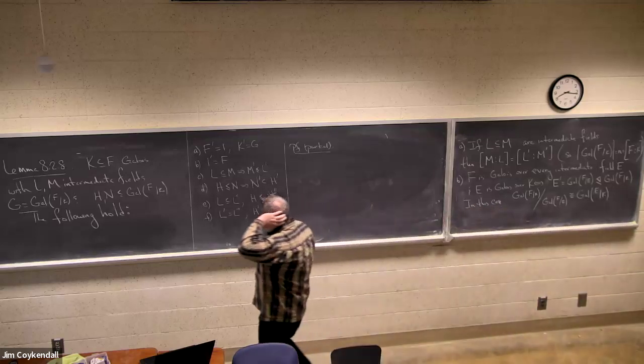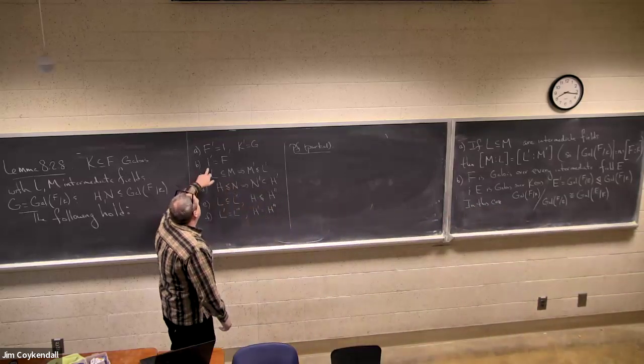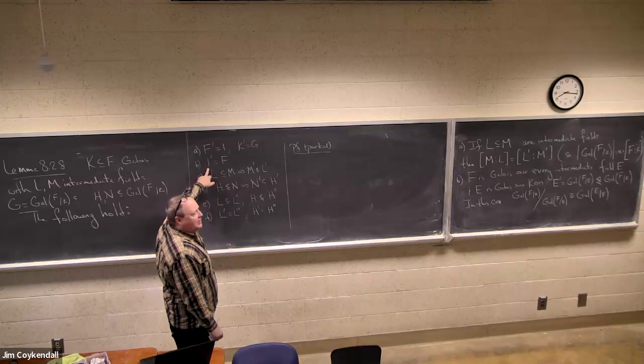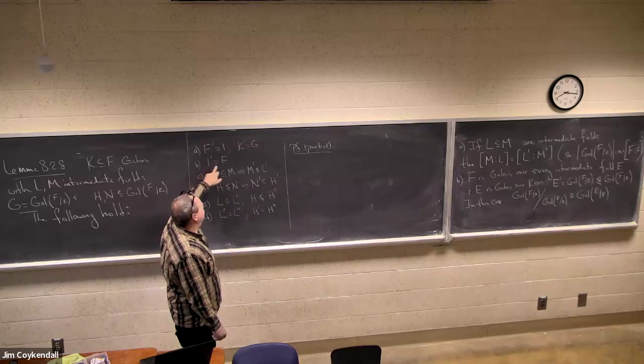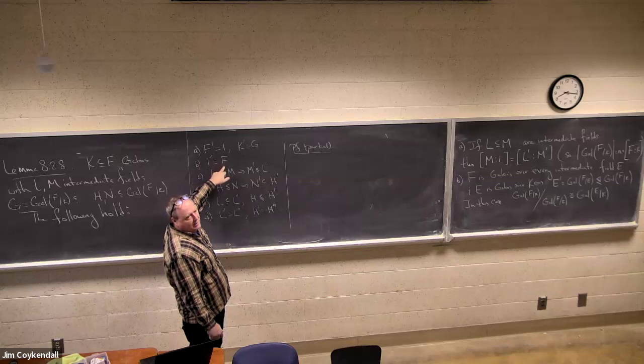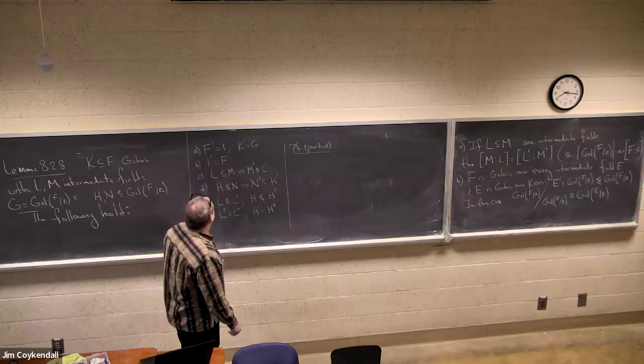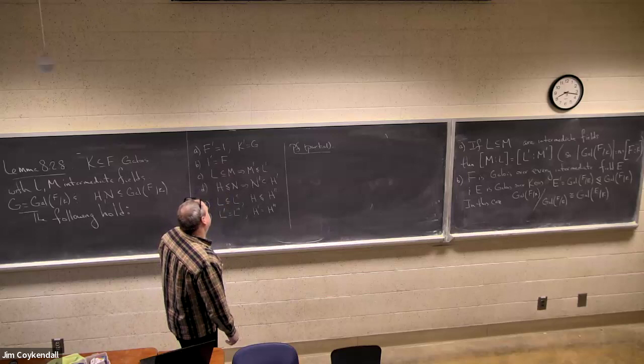B: 1 prime equals F. So what does this mean? This is everything in the field that is fixed by the identity. Once again, that has to be everything, because the identity fixes everything.